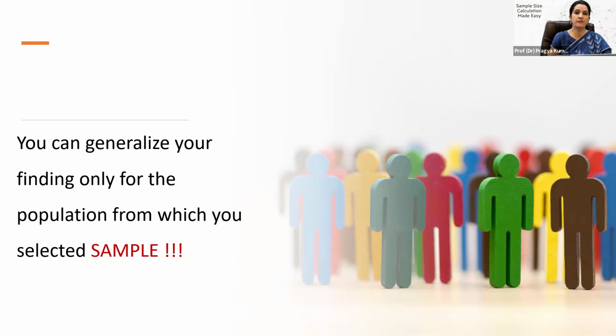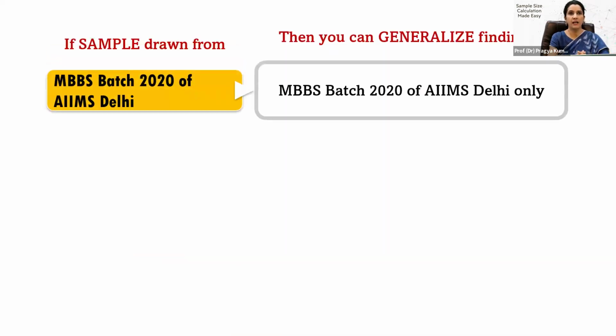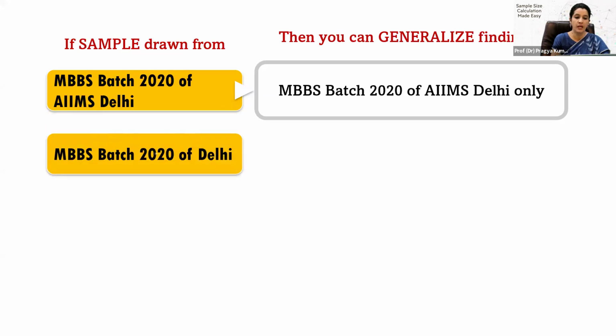We'll see this with the help of a few examples. If I'm doing a study on the MBBS batch 2020 of AIIMS Delhi, my study will be generalized to that population only, because I have not taken students from any other batches like 21, 22, 23. So my study will not be generalizable to the other batches and even to other medical colleges.